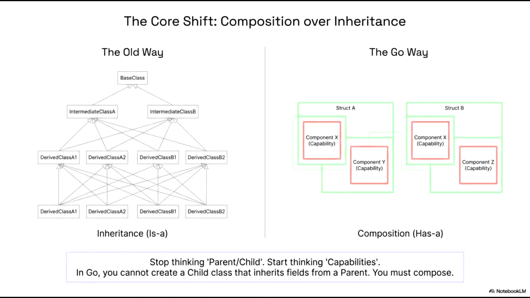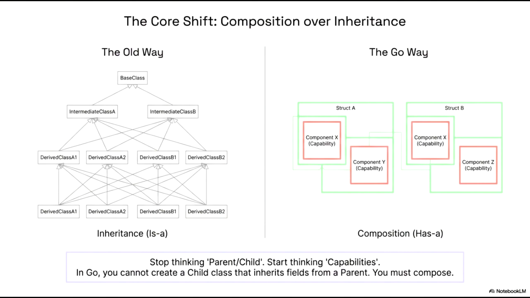The core shift we are examining is the transition from inheritance to composition. On the left, we see what is described as the old way, which relies on deep class hierarchies and is-a relationships. While common in many traditional object-oriented languages, this approach often leads to rigid, complex architectures, where a single change can ripple through an entire tree of derived classes, making the system difficult to maintain.